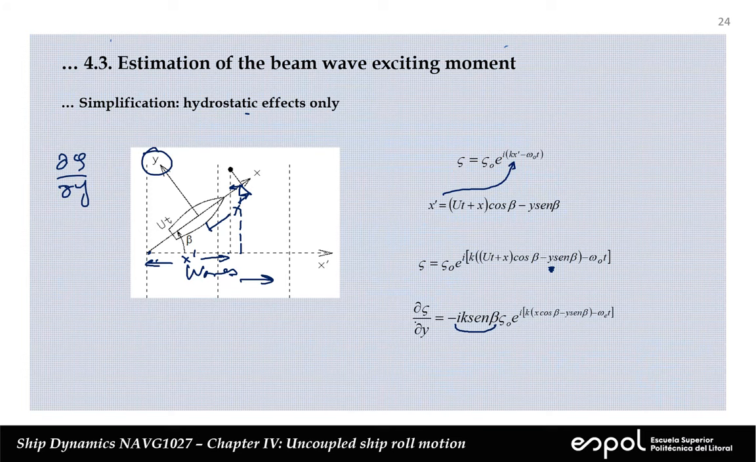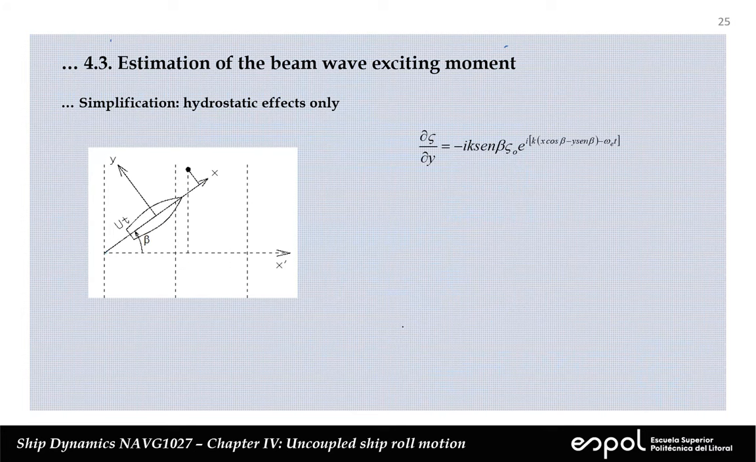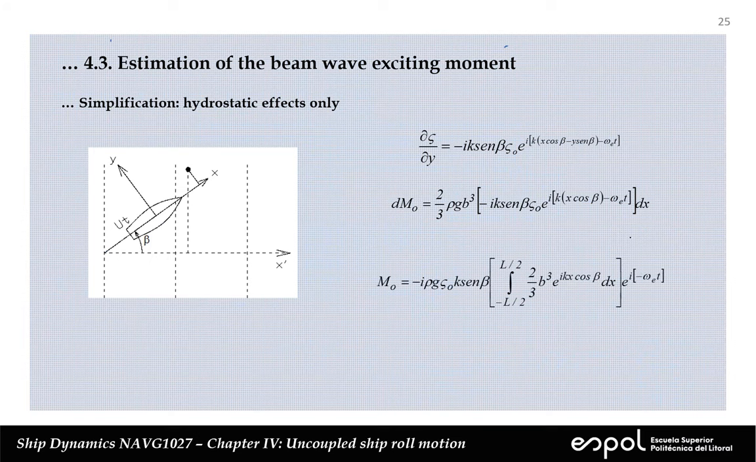Now, what we can do is replace this expression into the expression for the moment. So that's again the derivative, and we can replace, and that's what we have. Very long expression. We have to be careful. At the end, I'm going to check the units just in case. That's something that we always have to be worried about. Now, this is the differential. If we integrate over the whole length of the ship, we can have the total moment acting on the ship. This is a very simple approach. Hydrostatic effects only. And of course, we can think that this is just a simplification.